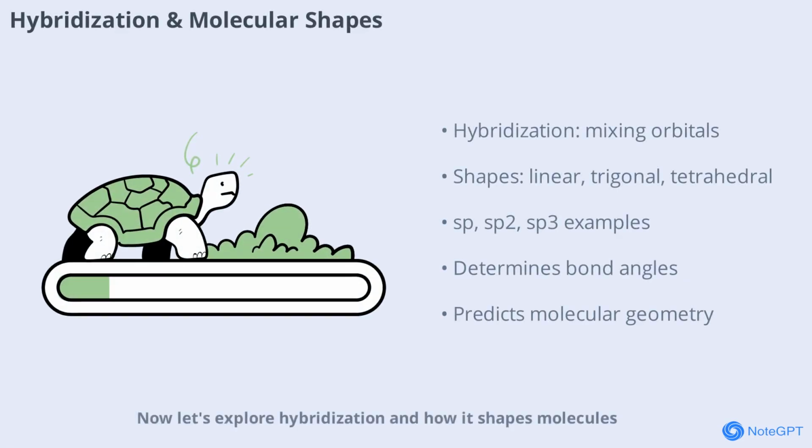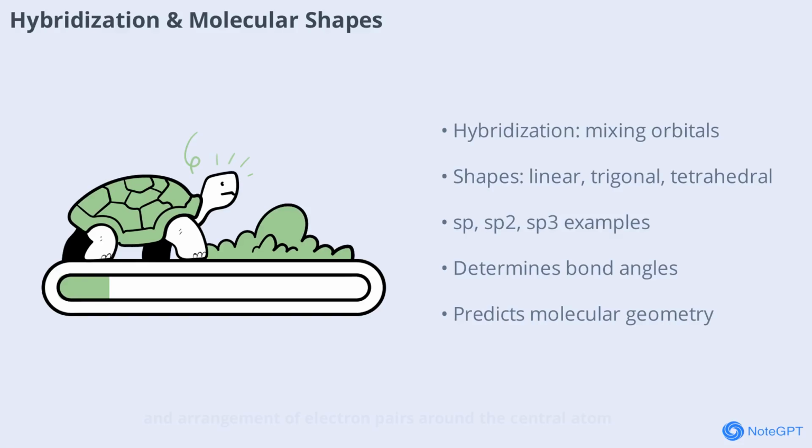Now let's explore hybridization and how it shapes molecules. Hybridization is the process where atomic orbitals mix to form new hybrid orbitals with equal energy and symmetrical shapes. This concept helps explain why molecules have specific geometries. For instance, in methane CH4, carbon undergoes sp3 hybridization, forming four equivalent bonds arranged tetrahedrally. Other molecules like BeCl2 and BCl3 show linear and trigonal planar shapes due to sp and sp2 hybridization, respectively.